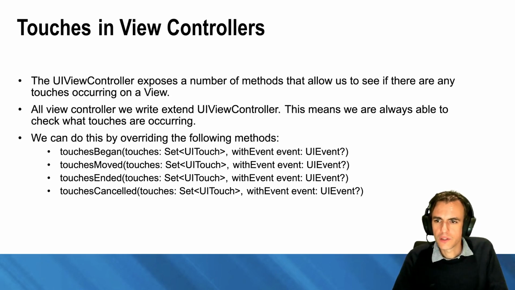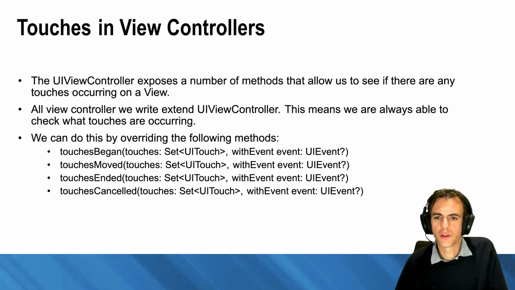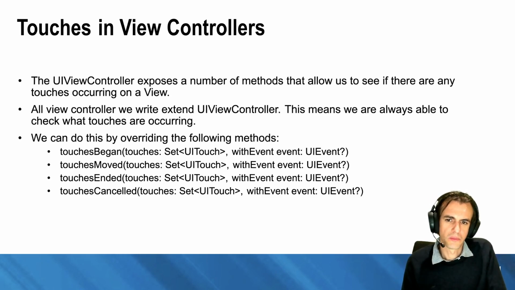There's a number of different methods, things like touchesBegan, touchesMoved, touchesEnded, touchesCancelled, and what you get from this is a set of UITouch objects that each represents one unique fingertip, if you like, touching the screen. And then, as these move, you can track them, and you could do that to implement a drawing app or something like that.